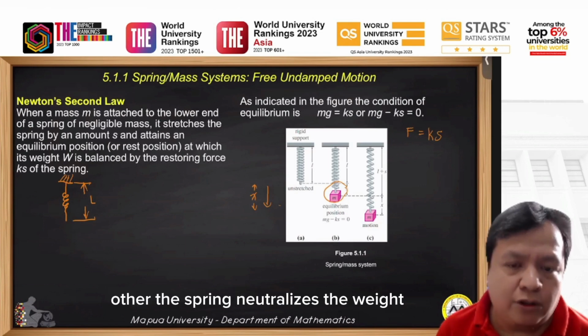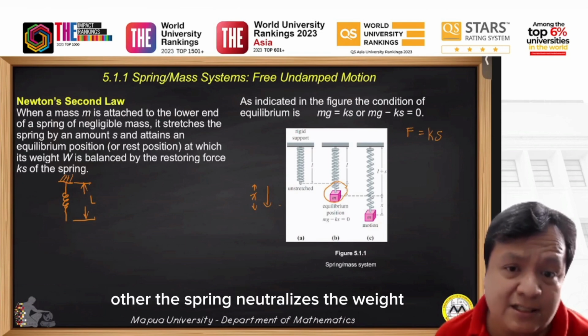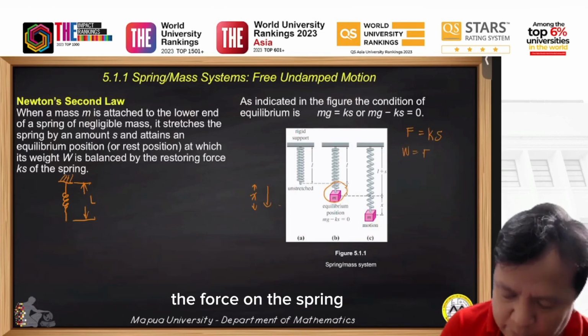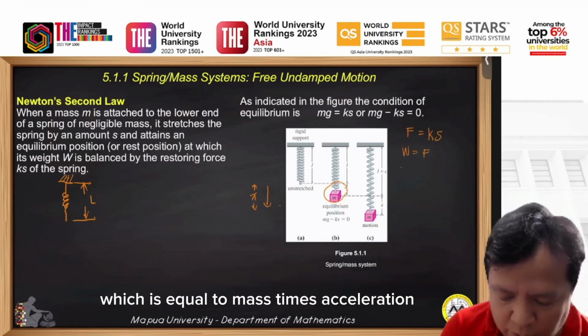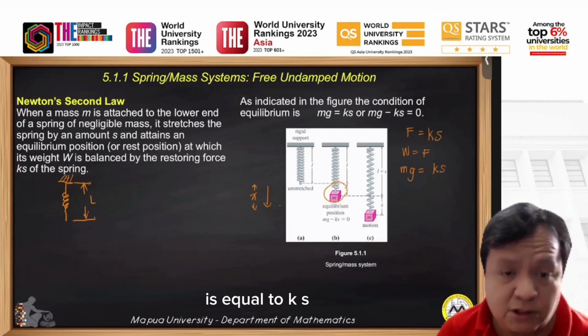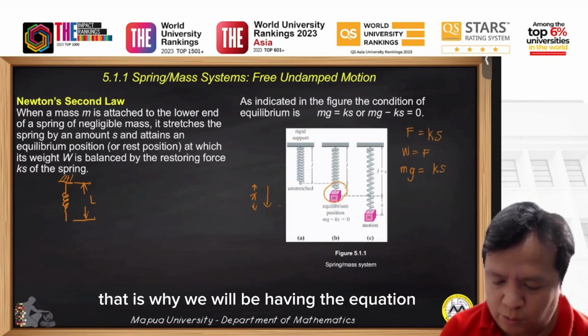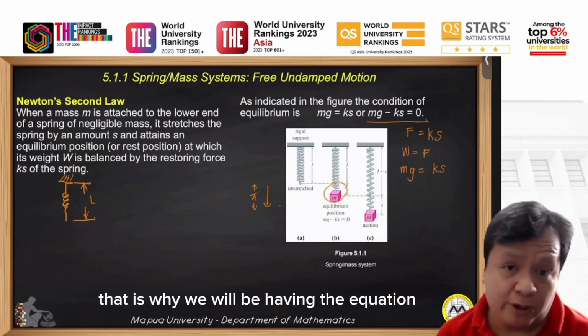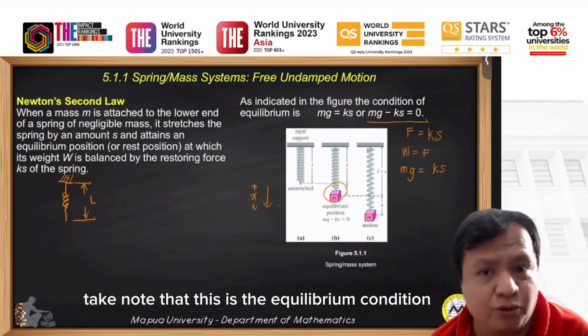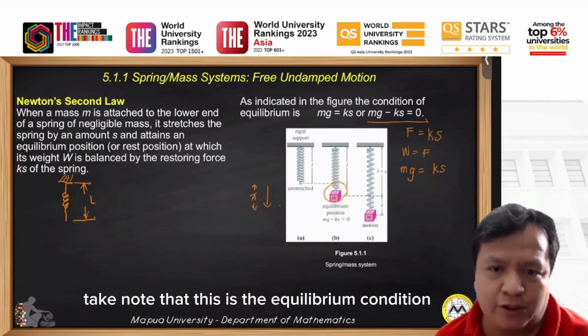Assuming that the spring neutralizes the weight, we have weight equal to the force on the spring. So the weight, which is equal to mass times acceleration due to gravity, is equal to ks, the force on the spring. That is why we will be having the equation mg minus ks equal to 0. Take note that this is the equilibrium condition.